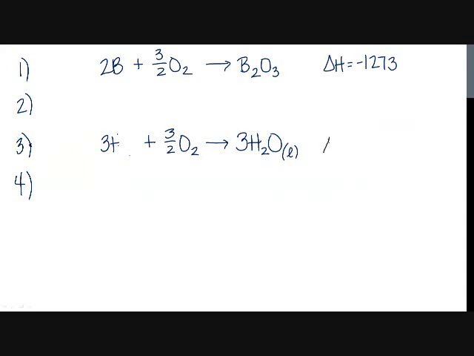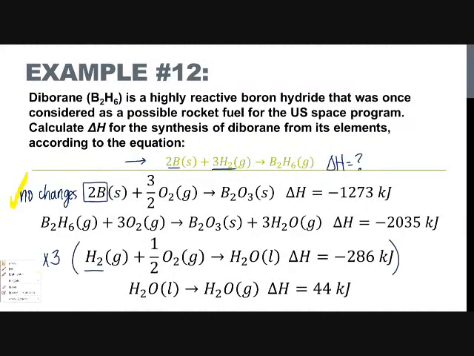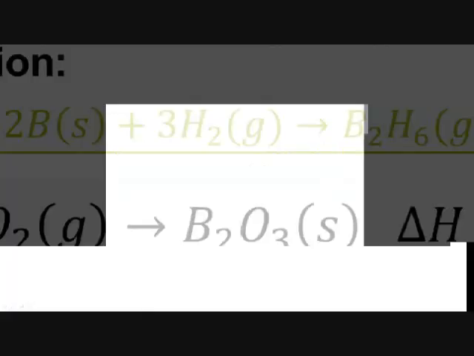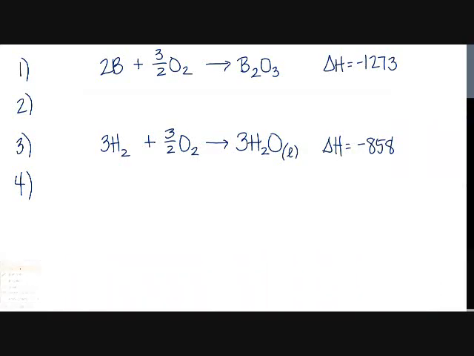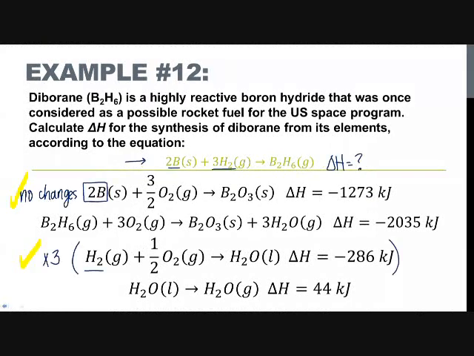Okay, then the new delta H, it's negative 286, times 3 is negative 858. So that is reaction number 3, done. We've got this where it needs to be, and we got the correct coefficient in front of it. All right, we're going to box that one. Okay, so looking at our overall reaction, that's all the reactants we need.